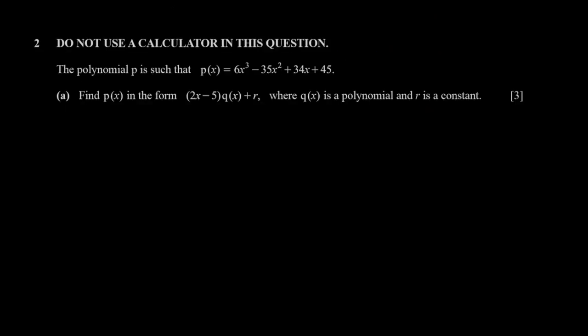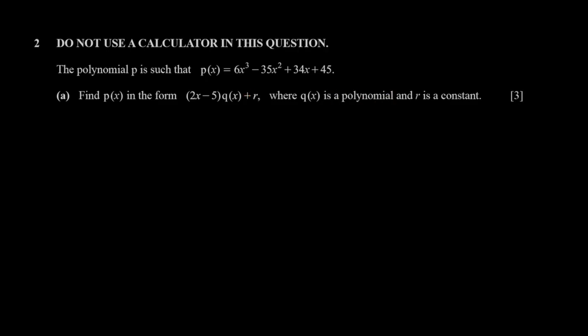Okay, so this is question 2, which is a polynomial factor theorem, remainder theorem style of question. We've got a polynomial p such that p of x is equal to this thing here, and we want to find p of x in the form 2x minus 5 times q of x plus r, where q of x is a polynomial and r is a constant.